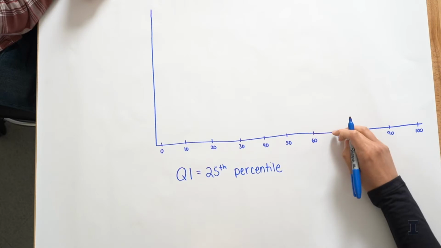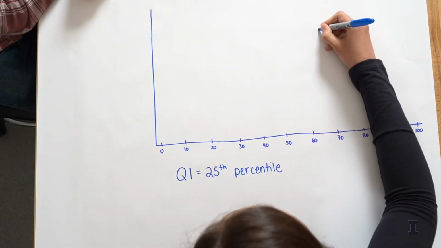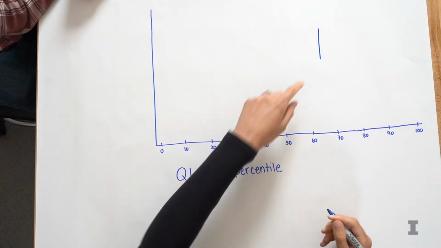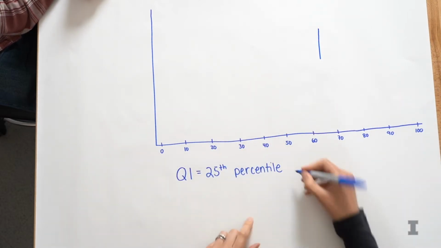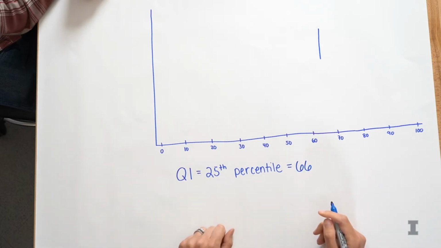66. So I'm going to go to, here's 65, 60, 66 is a little above that. I'm going to draw the first part of my box, which is just a line. And this basically means 66 is the 25th percentile. This means that 25% of people who answered this survey answered a probability less than 66% for us saying we believe it's going to rain tomorrow.